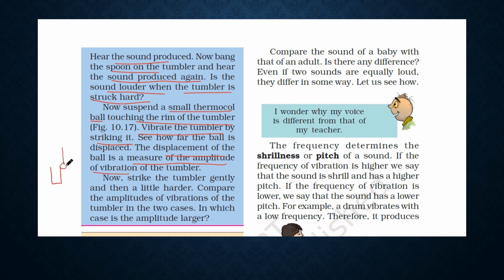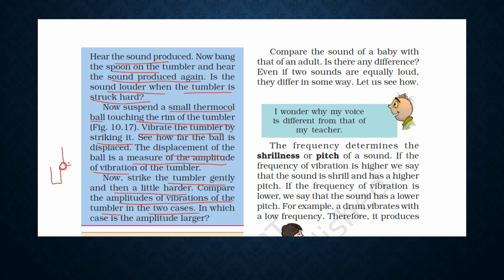If you are placing a thermocol ball here, you should see how much this thermocol ball is getting displaced. So this displacement is the measurement of the amplitude of vibration of the tumbler. Now, strike the tumbler gently and then a little harder. Compare the amplitudes of vibrations of the tumbler in the two cases.